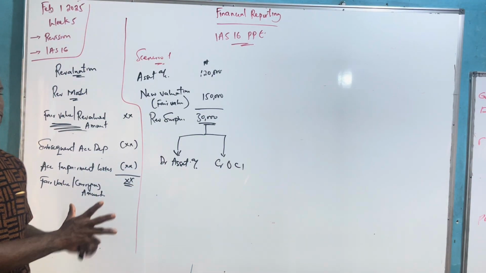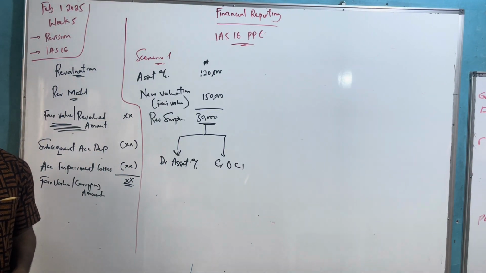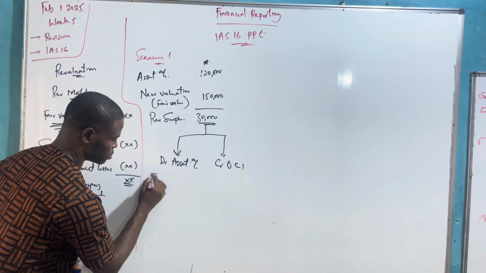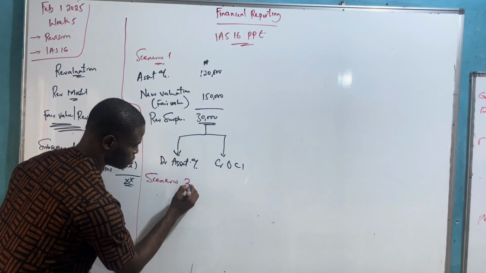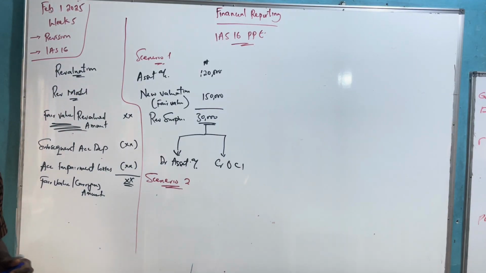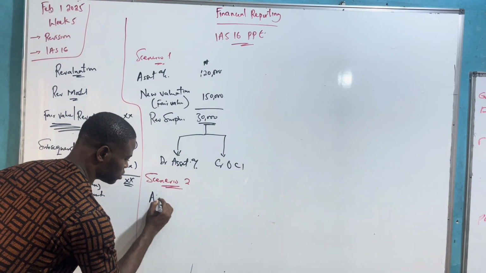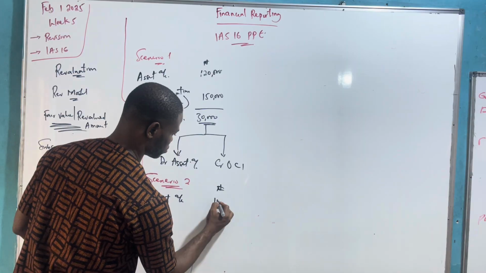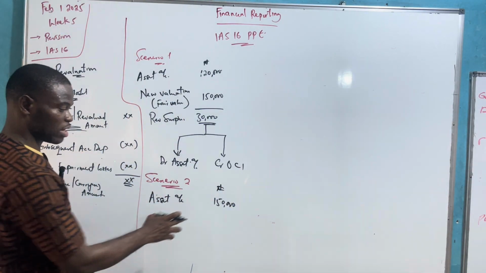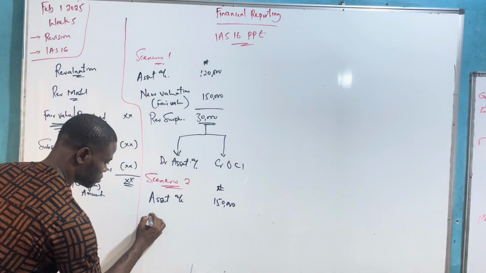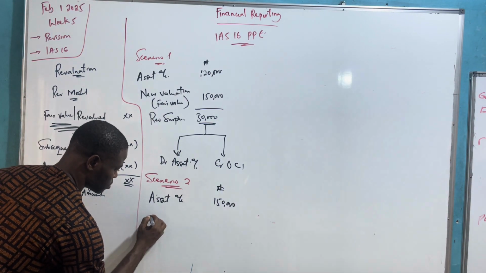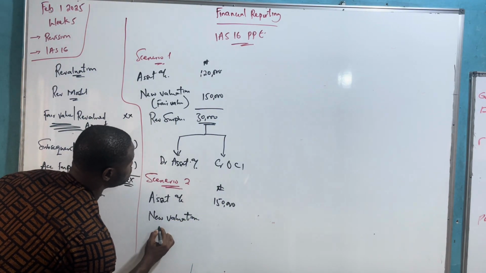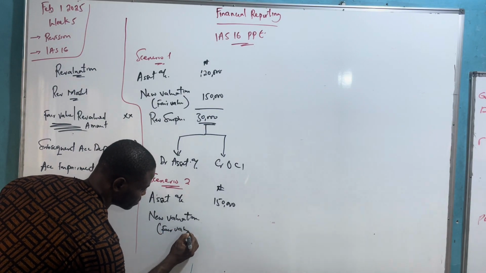And that's the double entry for this. That's scenario 1. Any questions? No questions. Scenario 2. Let's say we have an asset account whose value was 150,000 and we have our new valuation, which is now the new fair value of the asset.